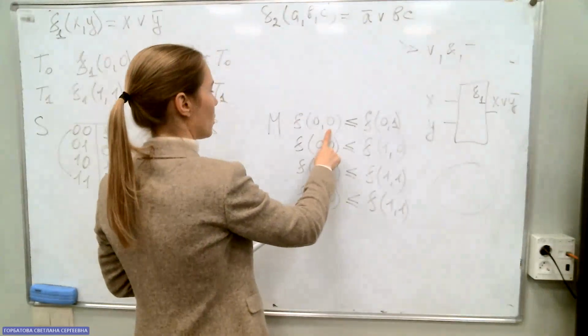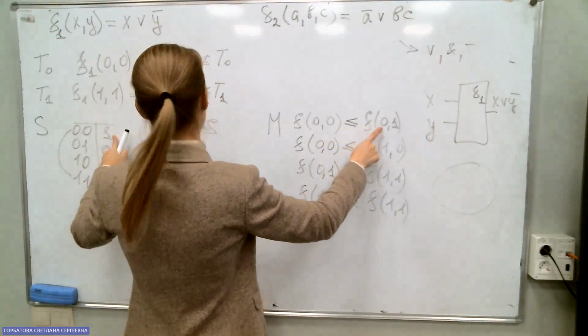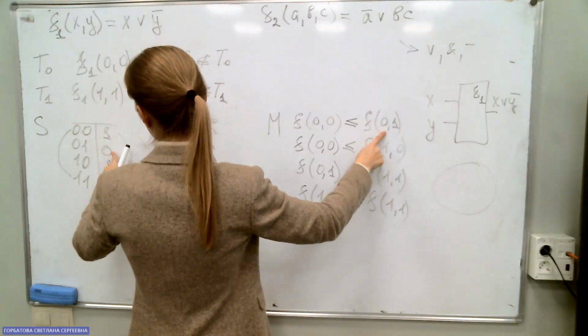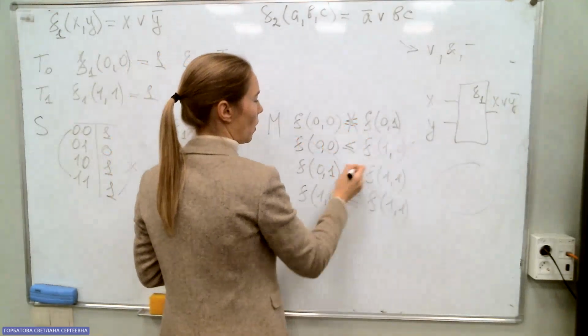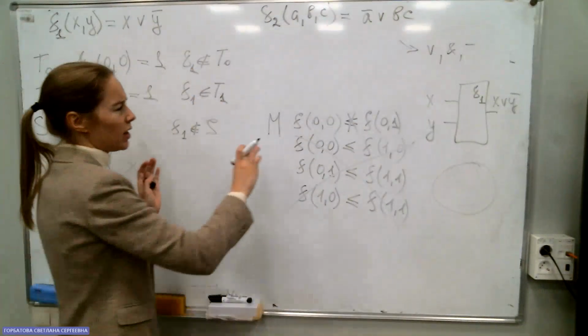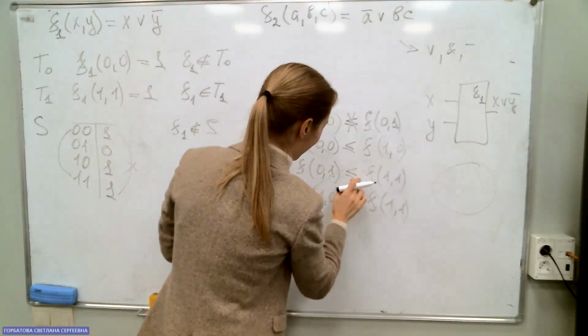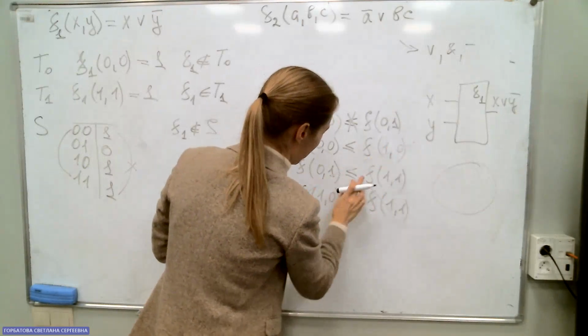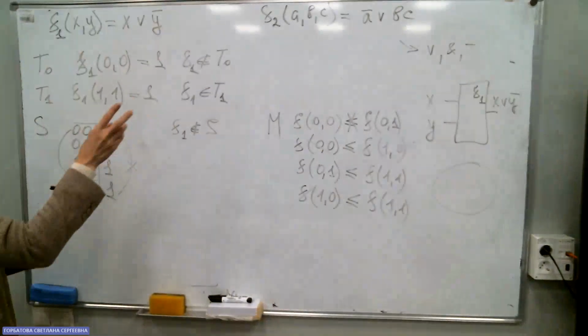Okay, let's check. 0 less or the same. Then 0, it is not correct. So I don't need to check the others because I found one. But in practice, let's check everything, because it's just two variables.